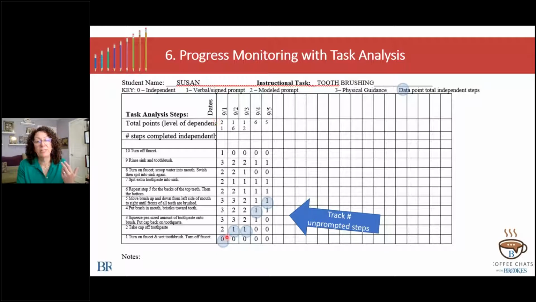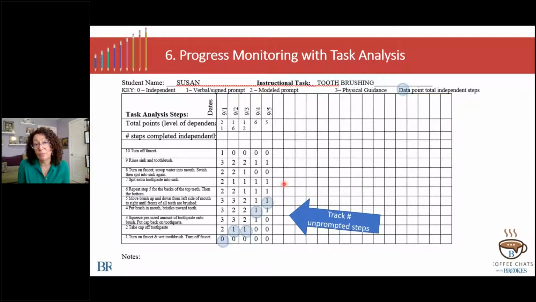And as we go through, we can continue to add them up. So here we've got 1, 2, 3, 4, 5 points worth of prompting, 5. So here again, we can see how the magnitude of prompting has decreased over time. We can see how the independence has increased over time.